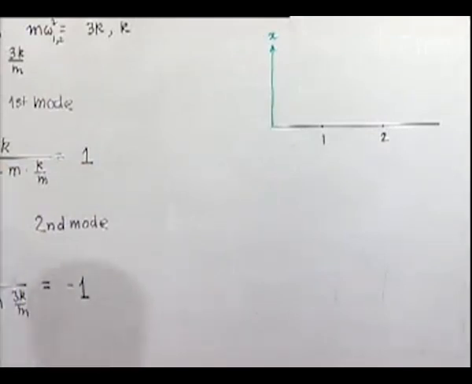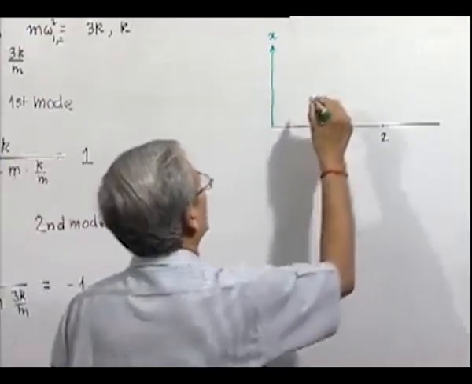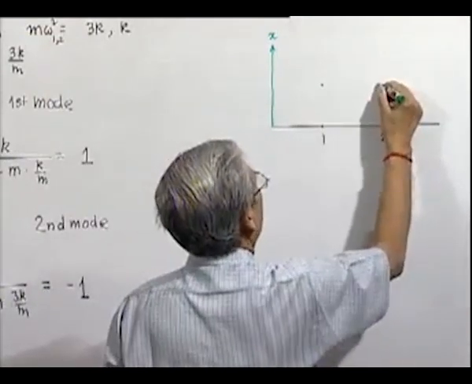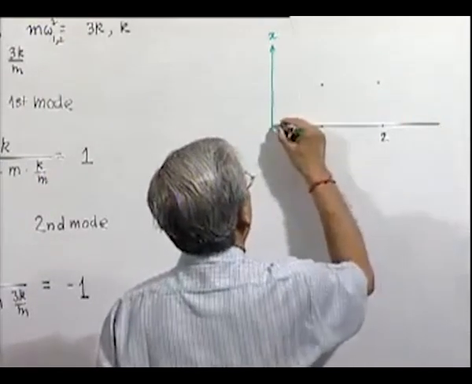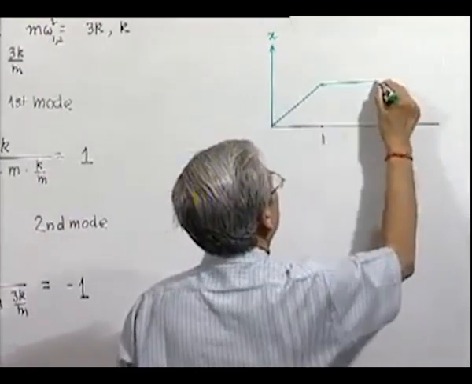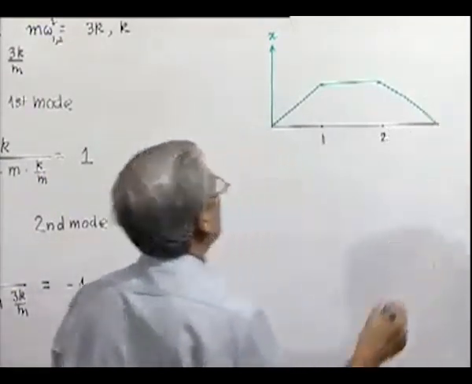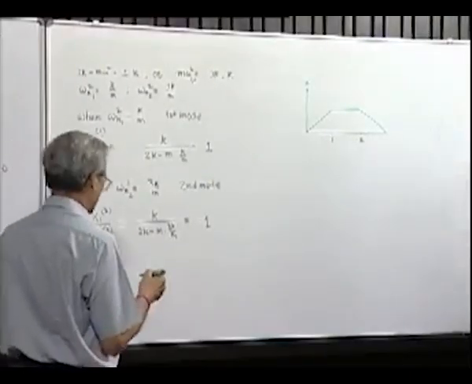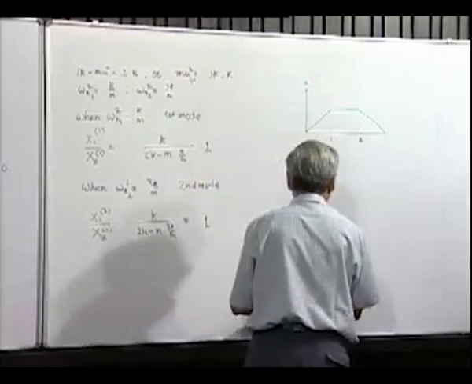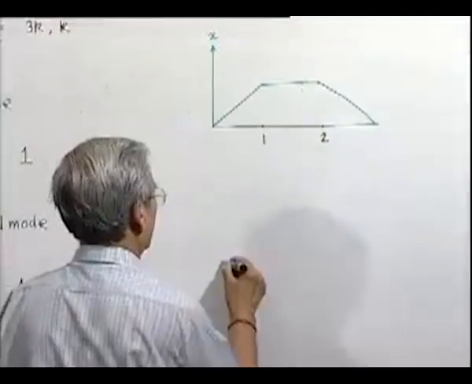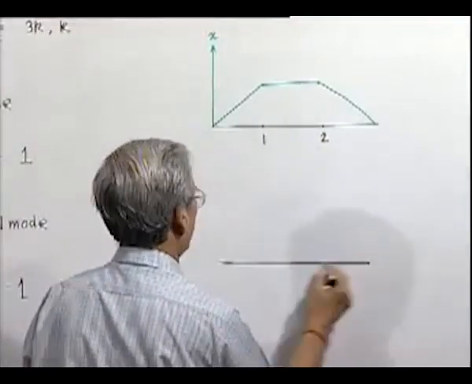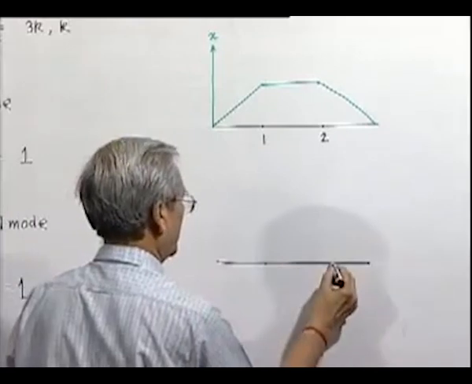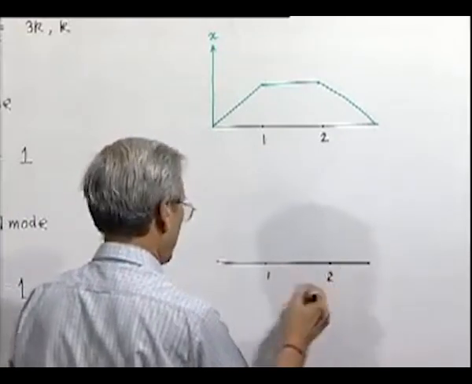This is the first body, this is the second body, and let us plot the longitudinal oscillation in this direction for representation purpose. So, x is not in this direction, but I am plotting the displacement of the mass in this direction, that we have to keep in mind. So, for the first mode, their amplitudes are the same and also in phase.